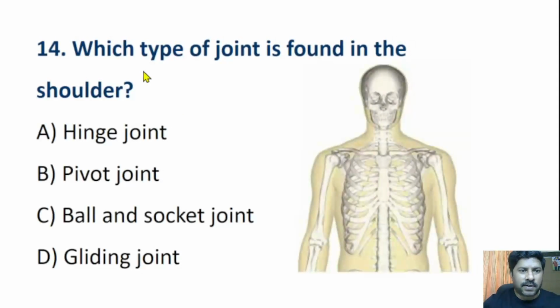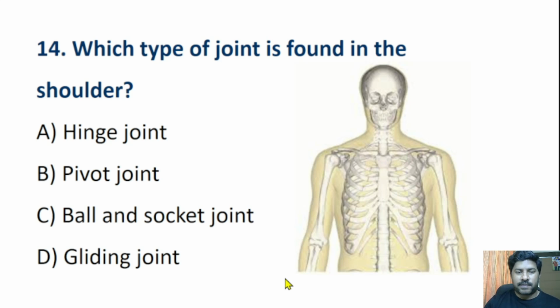Then 14th question, which type of joint is found in the shoulder? Hinge joint, pivot joint, ball and socket joint, gliding joint. The correct answer is, shoulder joint is an example for ball and socket joint, and there is another, larger type of ball and socket joint in our body that you can comment below. And also you can find out what are the examples for hinge joint, pivot joint, and gliding joint. Then you will understand the joints in a better way.